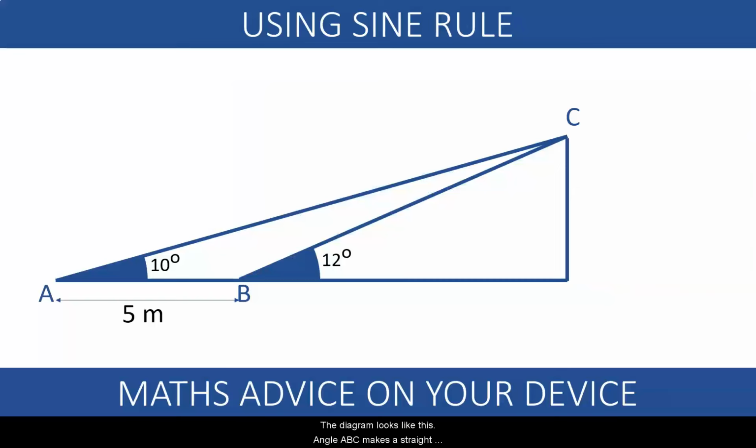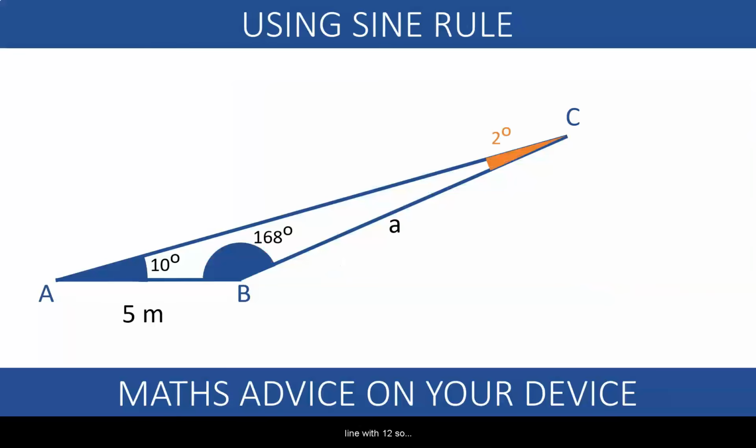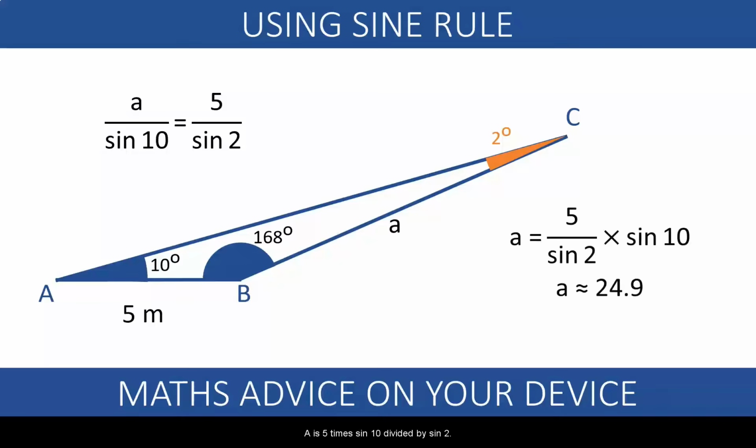Angle ABC makes a straight line with 12. So ABC is 168. Since angles inside a triangle add up to 180, angle BCA must be 2 degrees. Now that we have angle and opposite side, 5 meters, we can use the sine rule. A is 5 times the sine of 10 divided by sine of 2. A is approximately 24.9 meters.